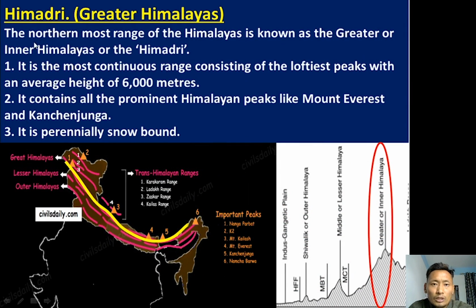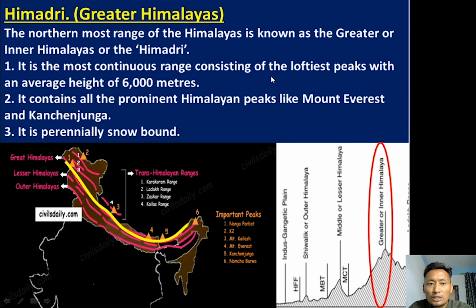Himadri. The northernmost range of the Himalaya is known as the Greater Himalaya. The Himadri is also called Greater Himalaya or the Inner Himalaya, or we can say Himadri. So these are the 3 names for Himadri or Greater Himalaya. As compared to the other two Himalayan ranges, Lesser Himalaya and Outer Himalaya, it is the most continuous range. There is no breakage in between. If we talk about the Great Himalaya, all the mountains are continuous ranges.